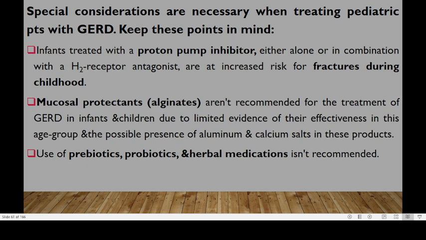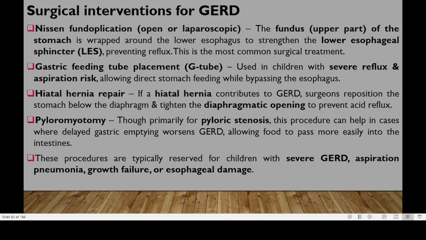Mucosal protectants, such as the alginates, aren't recommended for the treatment of GERD in infants and children due to limited evidence of their effectiveness in this age group and also the possible presence of aluminum and calcium salts in these products. The use of probiotics and herbal medication is not recommended in this group.